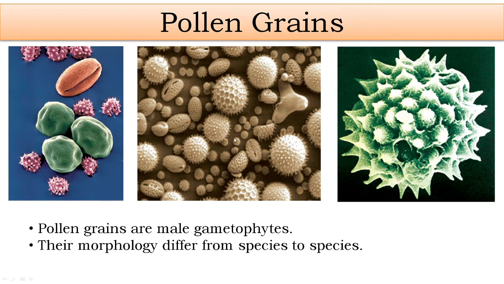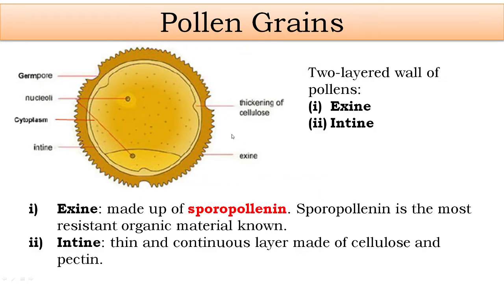The common pollen grains contain a 2-layered wall, right? The layers are exine and intine. Very important. From the examination point of view, this particular point is very important. The pollen grain has a 2-layered covering: exine and intine.